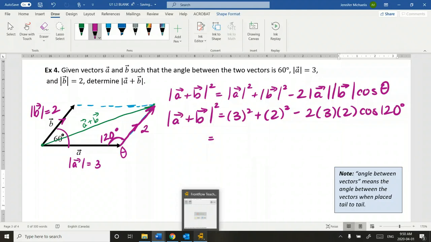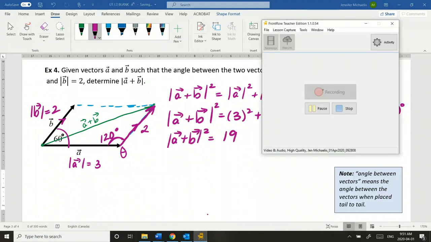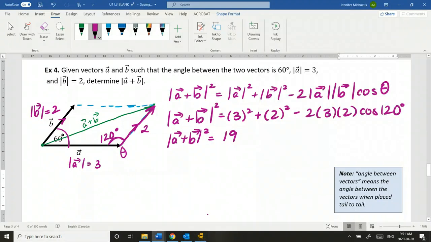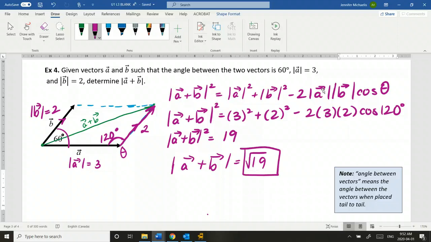Okay, so we'll take a second to calculate this. All right, so we should have got 19. And then if I want to find simply the magnitude of A plus B, I'm going to square root 19. If we want to leave it in exact form, we'll just leave it as the square root of 19. Or if it asks you to round to a certain number of decimal places, you can round. But I think the exact value would be preferable. So we'll leave it there.